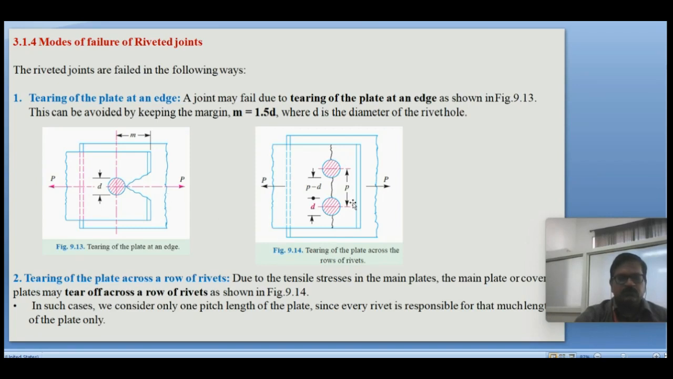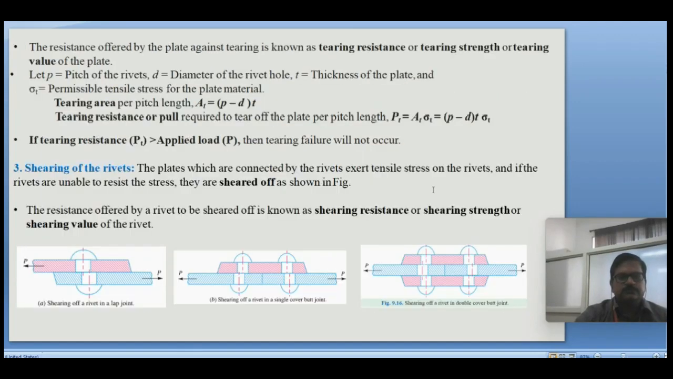So these are the two ways of tearing failure. The tearing area is calculated per pitch length. So P is the pitch length and D is the diameter of the hole. So for pitch length, the resisting area is P minus D into thickness of the plate.